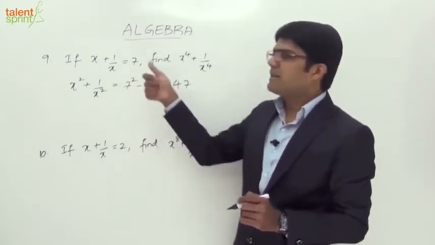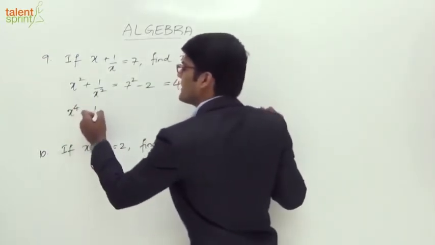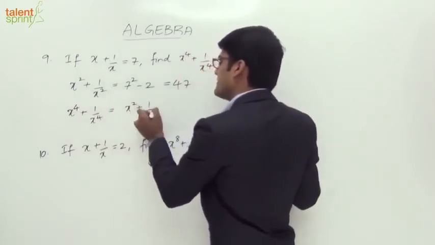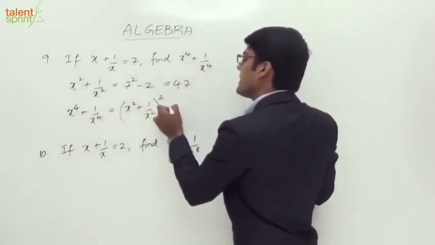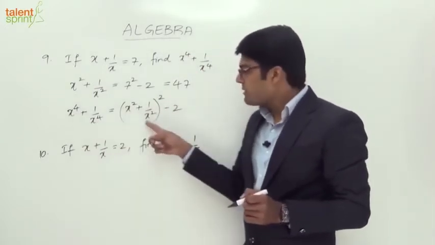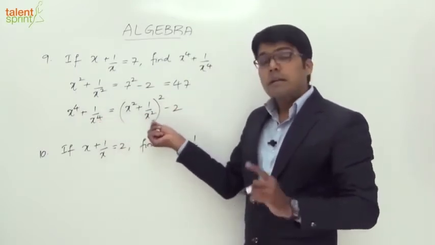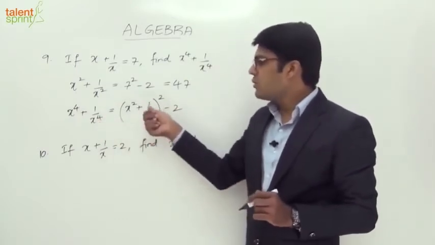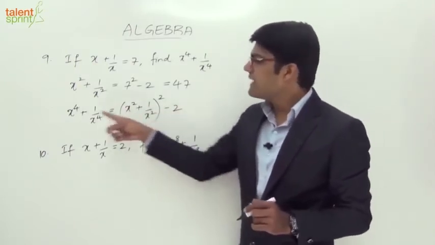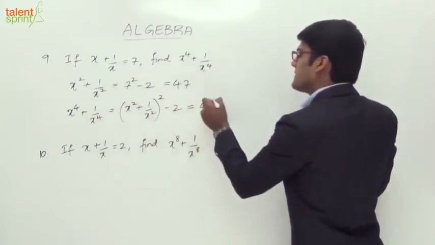So similar to the earlier step here, we can say x power 4 plus 1 by x power 4 is nothing but (x square plus 1 by x square) whole square minus 2. What is the reason? (x square) whole square is x power 4, and (1 by x square) whole square is 1 by x power 4. So a square plus b square plus 2ab, 2 into x square into 1 by x square, x square and x square get cancelled. So we get plus 2. So subtract 2 so that it is balanced. So this can be taken as 47 square minus 2.